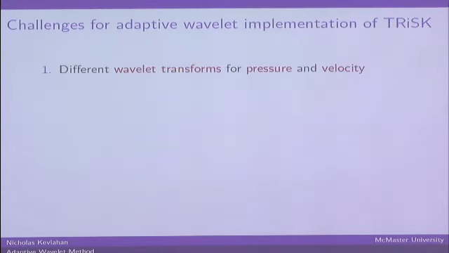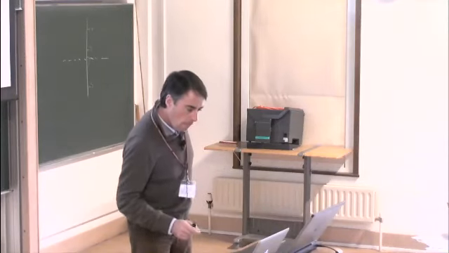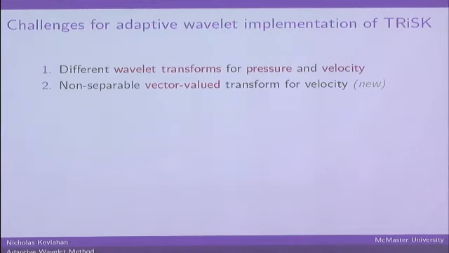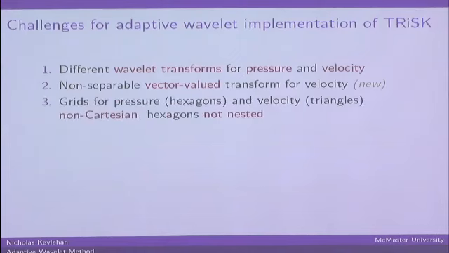So what are the problems? Well, the problems are that we require different wavelet transforms for pressure and velocity. And the wavelet transform for velocity is a non-separable vector-valued wavelet transform, which is actually new. So we have to develop two distinct transforms.